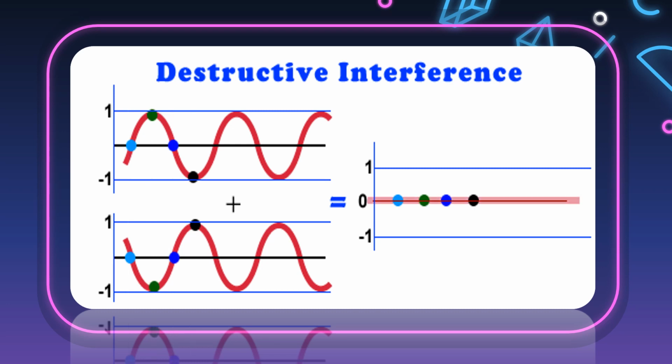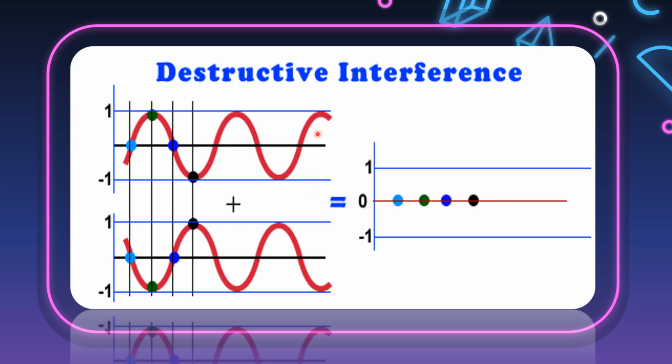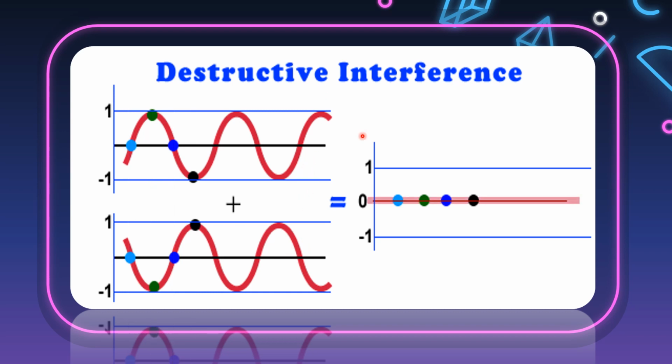As you can see, if we add these two waves here, the sum will be a straight line since the two waves cancel each other.